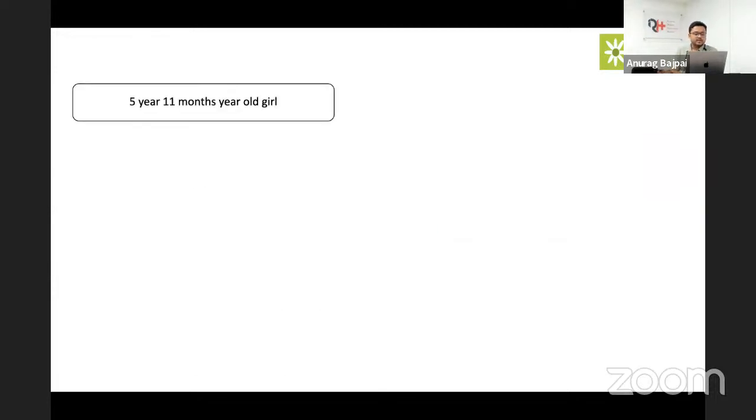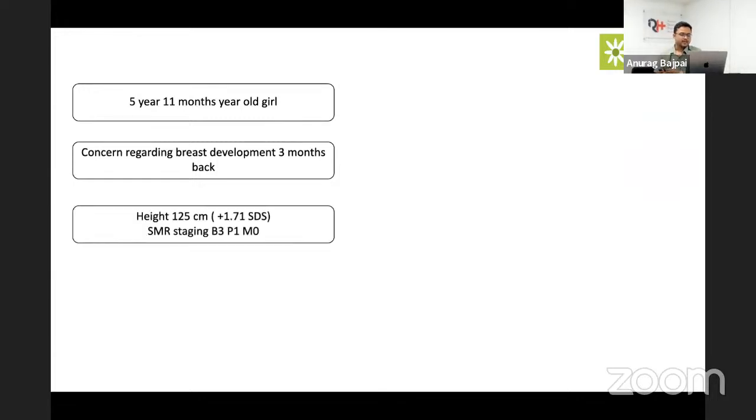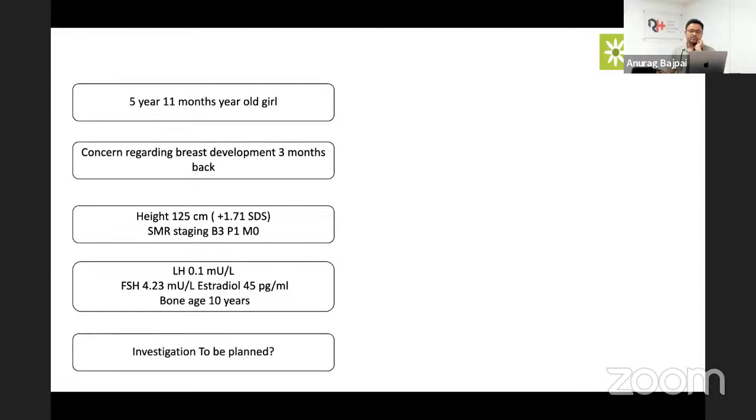So again, the next case, a similar case, but this time this 5-year, 11-month girl child presented 3 months back with breast development. Height is similar with similar breast staging, but here LH is around 0.1, with estradiol high and bone age higher. So any investigation further we need to do before confirming this is a case of central precocious puberty? You have a girl who earlier had a baseline LH in the pubertal range, and this is a baseline LH in the prepubertal range.